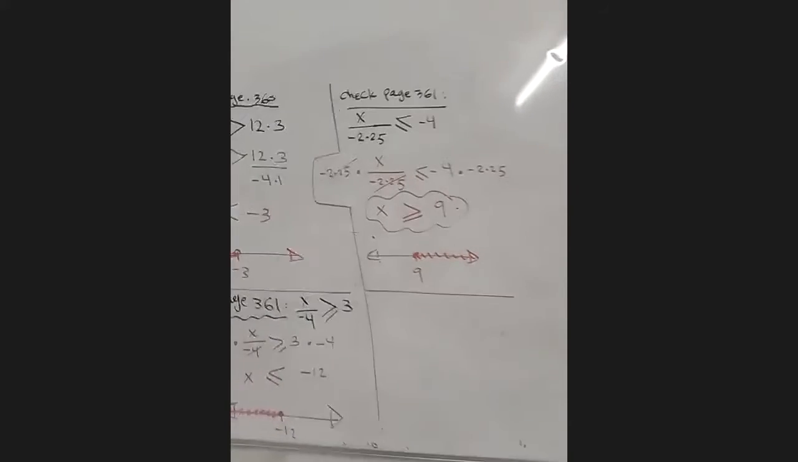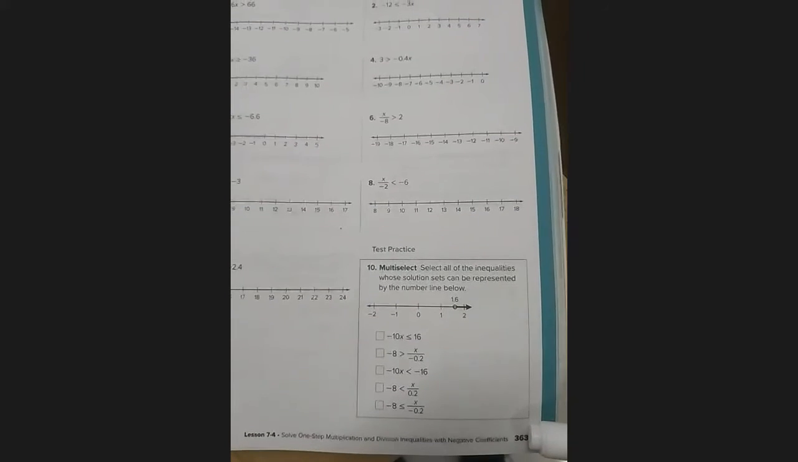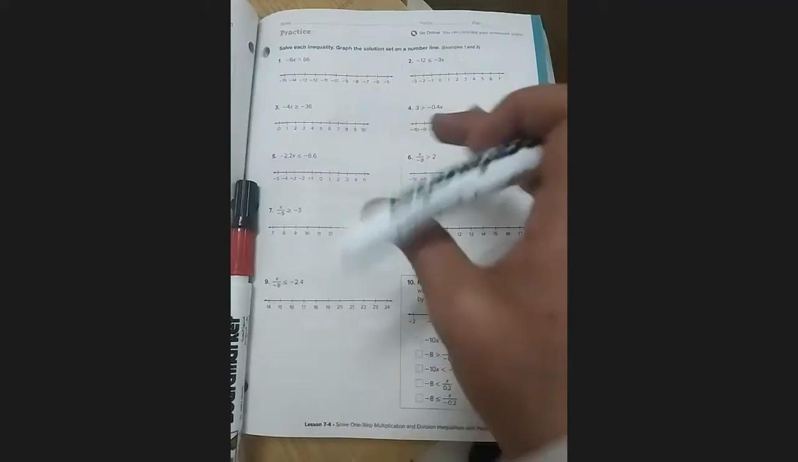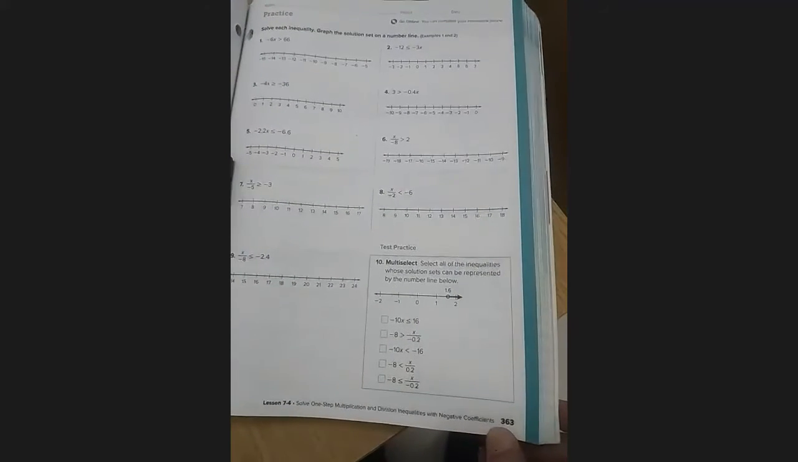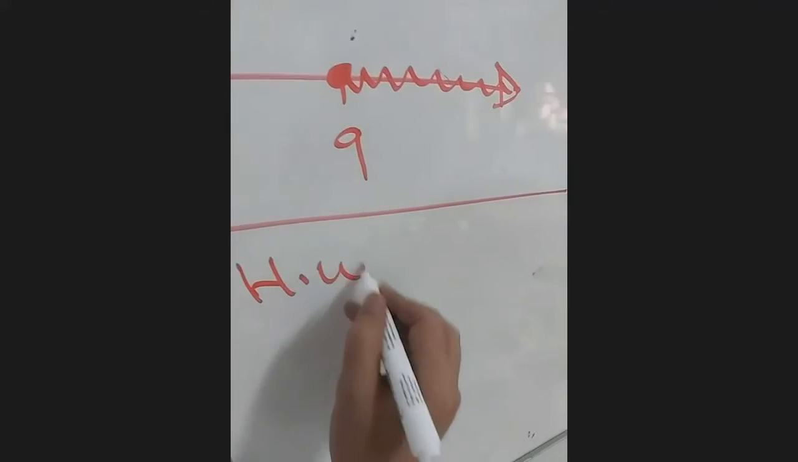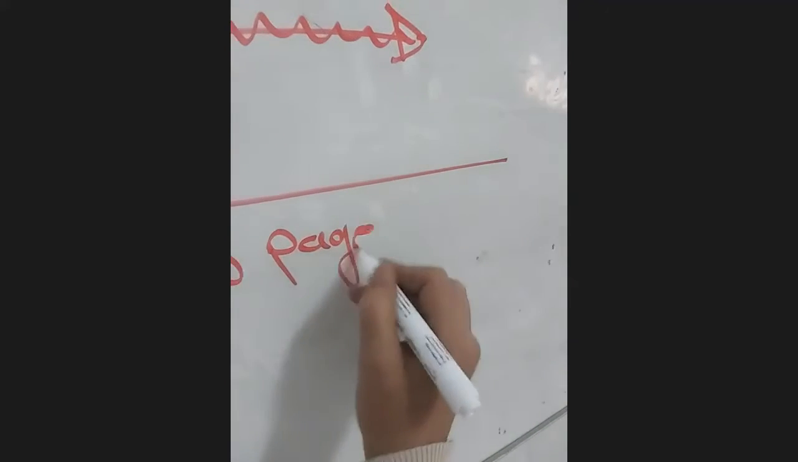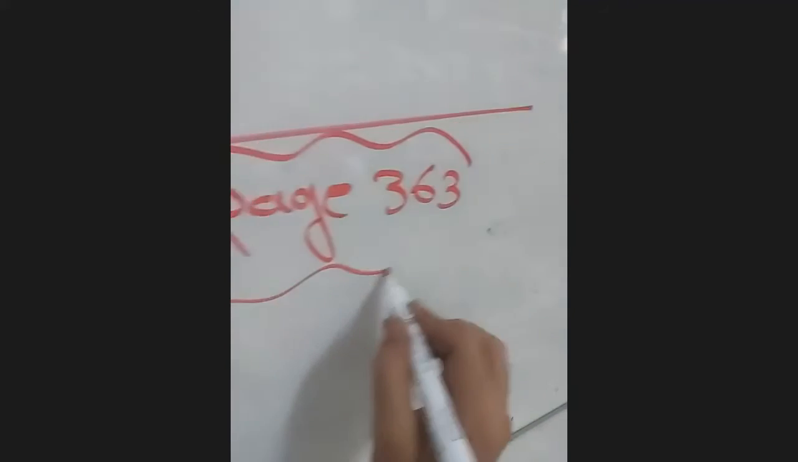I want you to take a look at the last question in the homework page, guys, which is page 363. See it? Yes. All of you, go to this page. Now this page is your homework for today or this weekend, whatever. So your homework is on page 363. This is your homework.